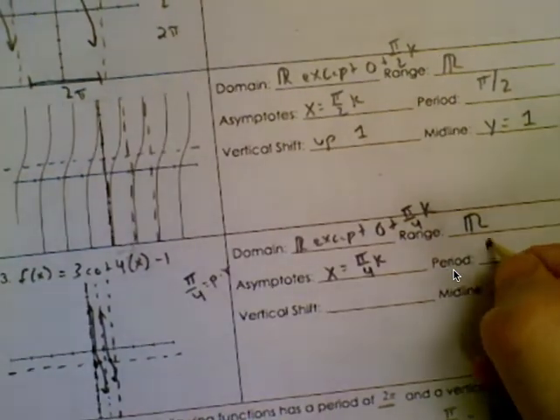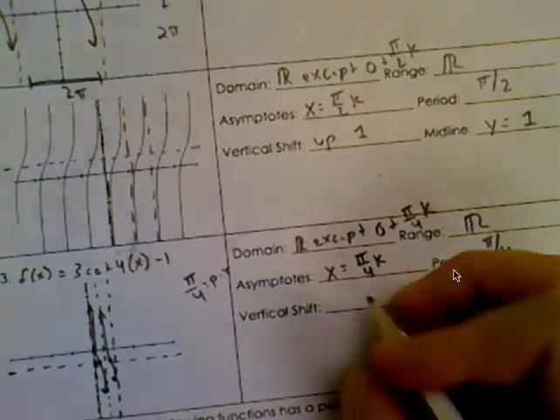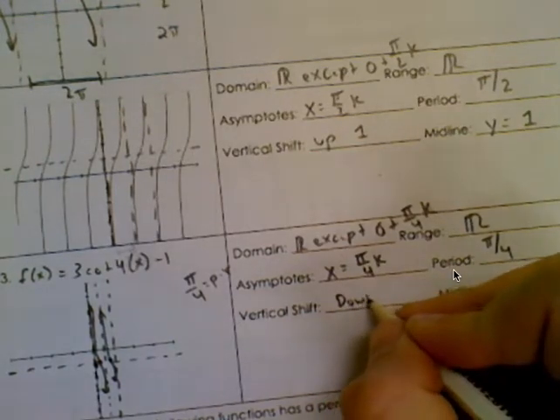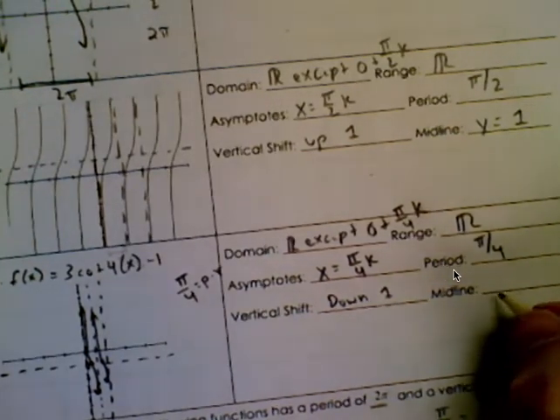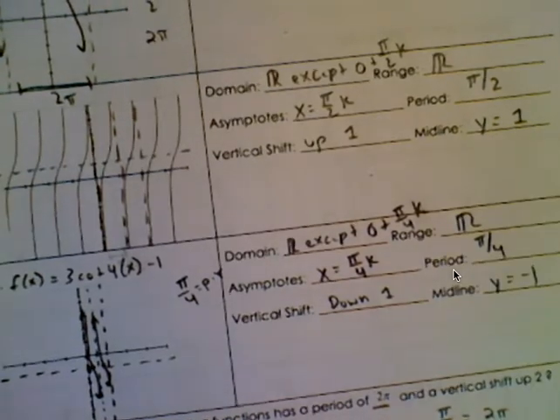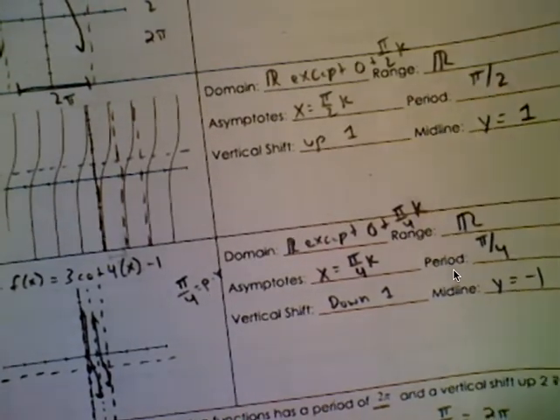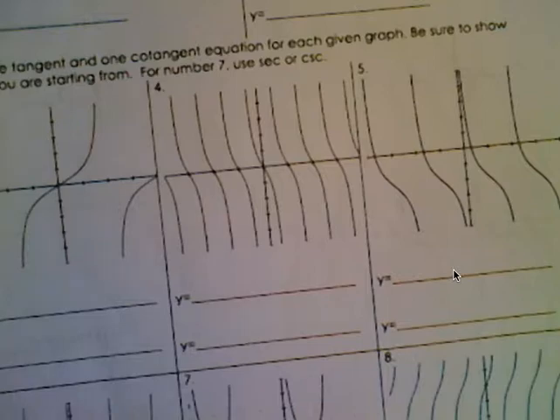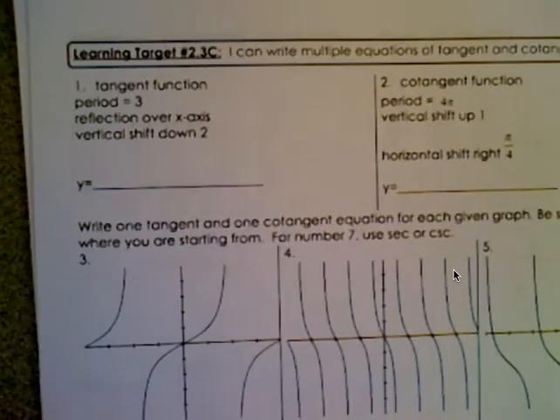The period, we already said, is pi over 4. The vertical shift was down 1. And the midline was at y equals -1. Now let's go forward and let's do the first problem on this page.